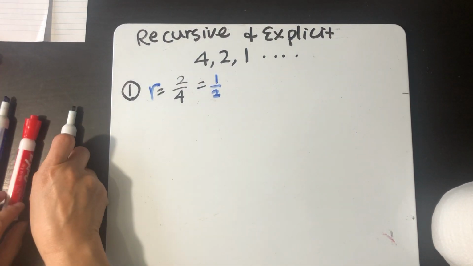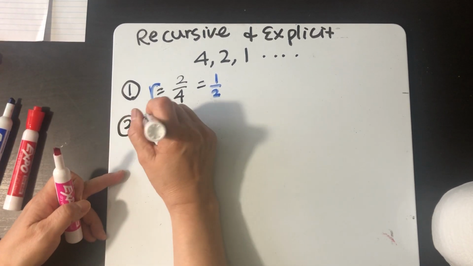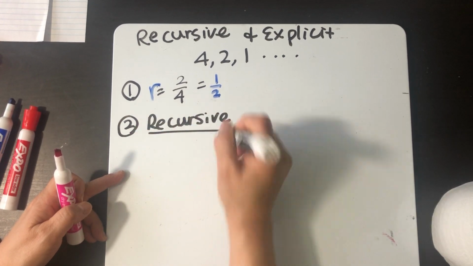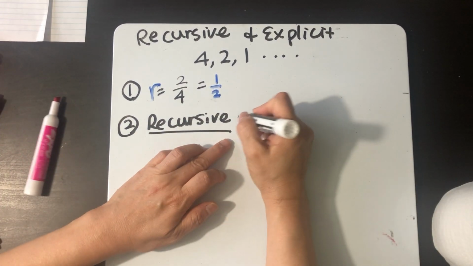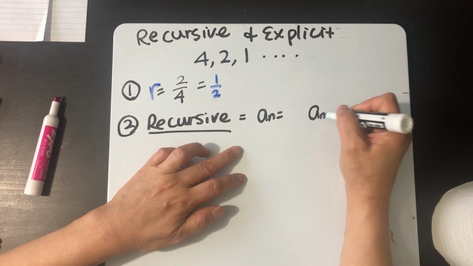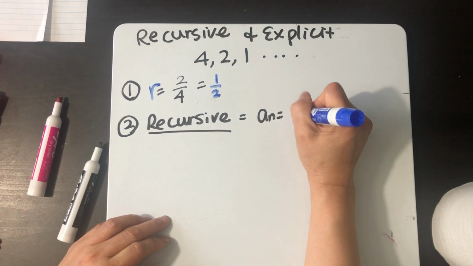Okay, let us do the recursive first. So we will do the recursive. What was the formula for recursive? I always want you to write it a_n always in terms of the one before, recursive, right? This is one before a_n, and you times r. Okay?